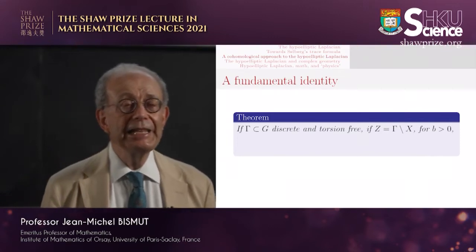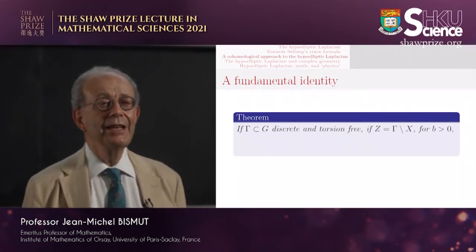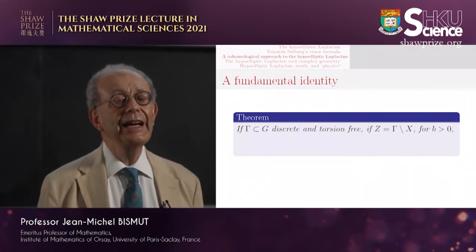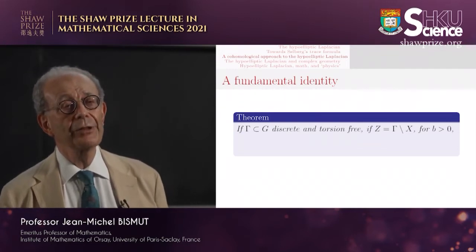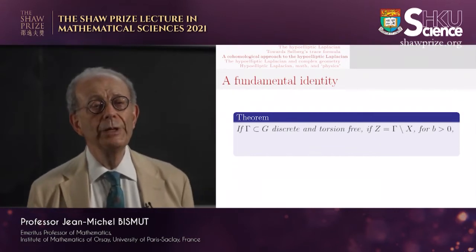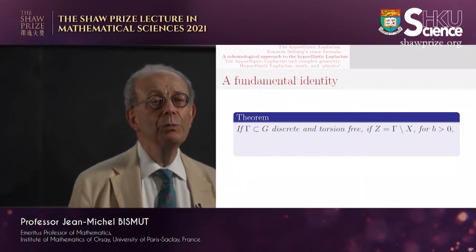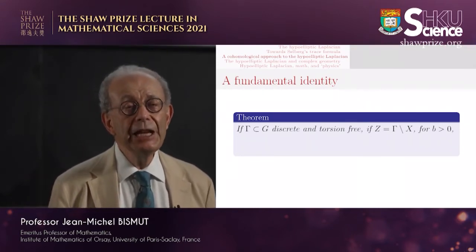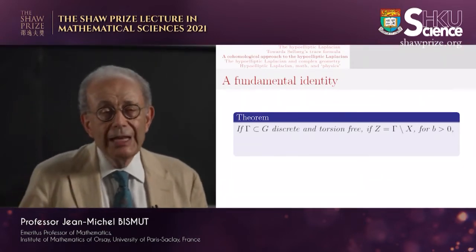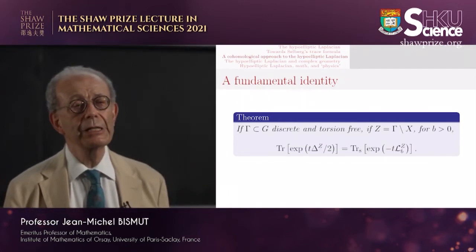So let me state now a fundamental identity that generalizes Selberg's identity, if you like, or the identity that I had given before in the case of the circle theorem. If you take gamma to be a discrete torsion-free subgroup of the Lie group G, and you take Z to be the quotient of X by the discrete group gamma, this is a way of constructing a compact manifold from the symmetric space.